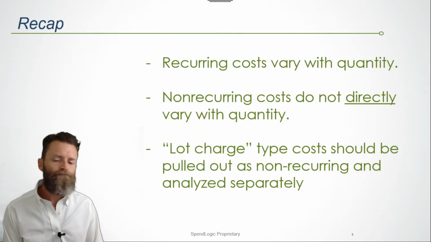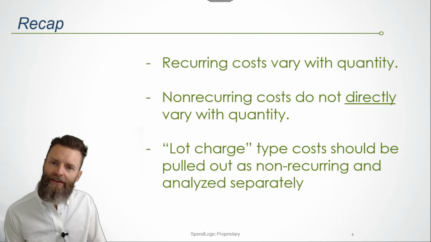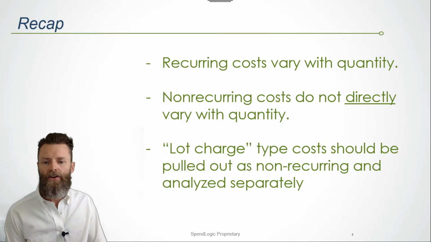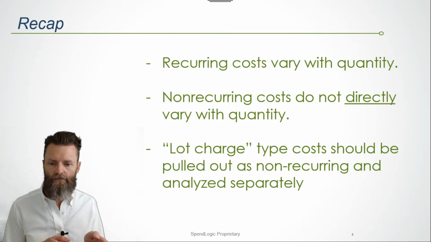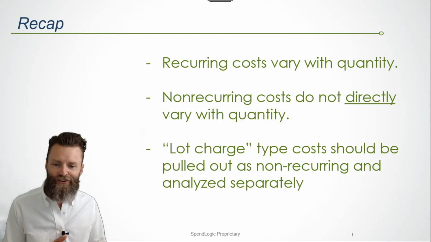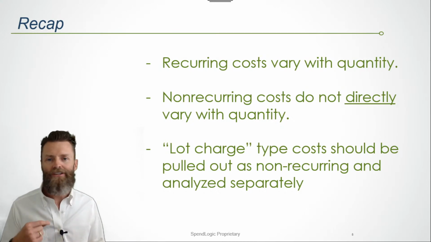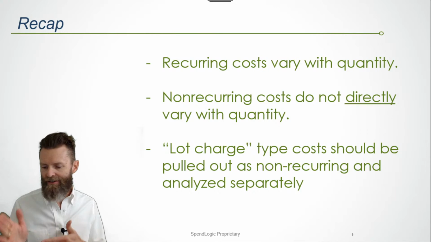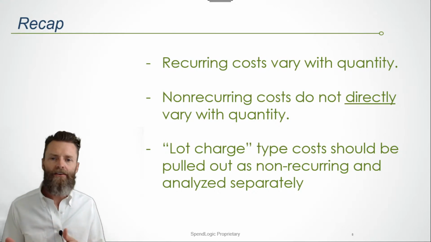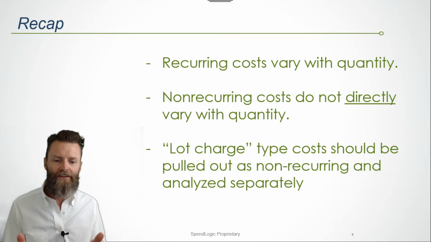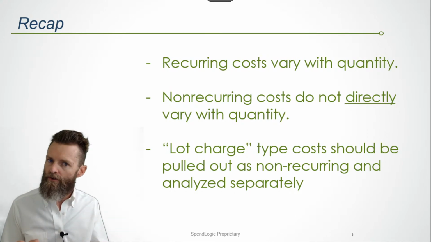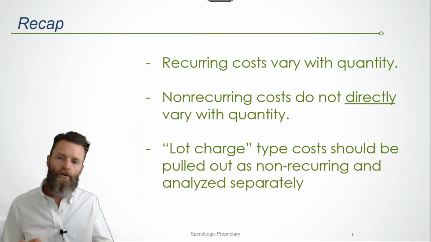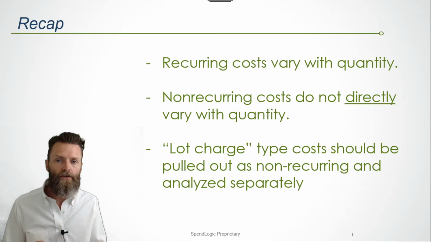So, high-level recap. Number 1, the way to think of recurring versus non-recurring is that recurring cost is going to vary with quantity. There's a direct relationship between quantity produced and your cost incurred. Non-recurring does not directly vary with quantity. You can get really deep on the definition and start getting into direct costs versus indirect costs, overheads and all that. But if you just focus on this: if I produce one more, do I have to have one more unit of this cost? If the answer is no, then it's probably a non-recurring cost.